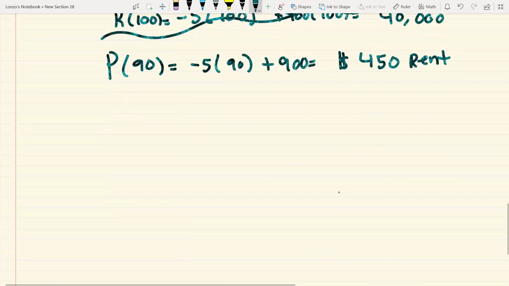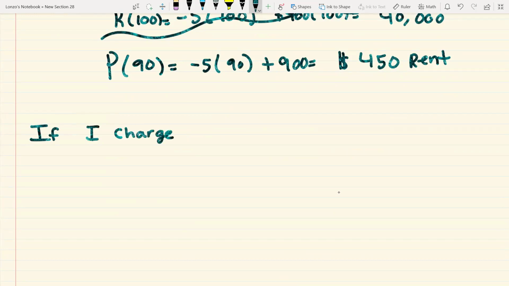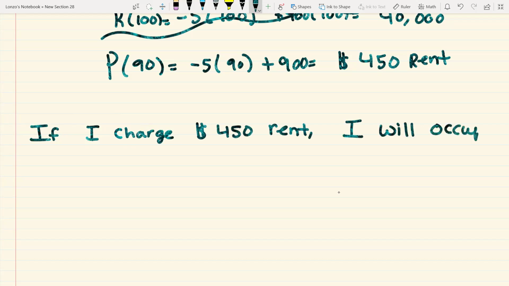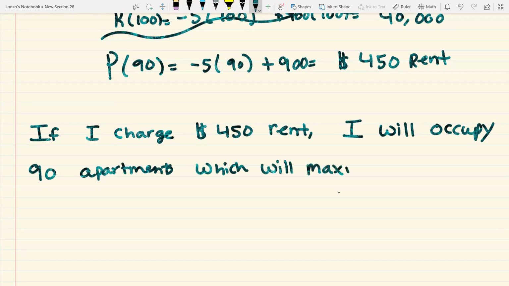Let me write this in a complete sentence. If I charge 450 for rent, I will occupy 90 apartments, which will maximize my revenue. So that's what they want. I'm going to stop here.